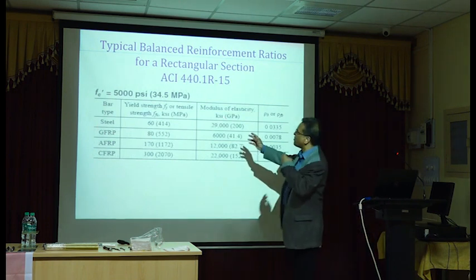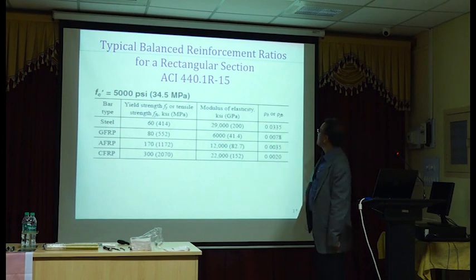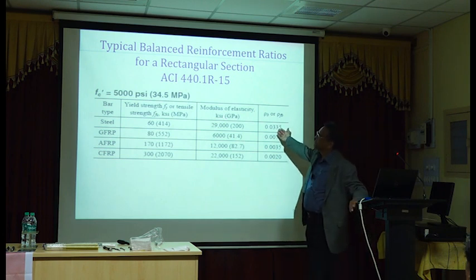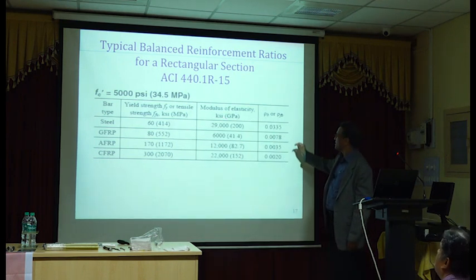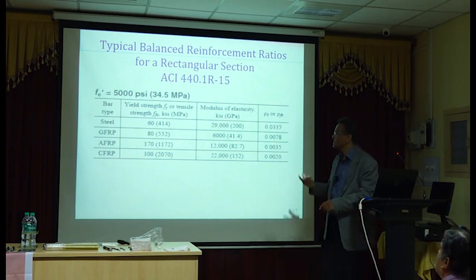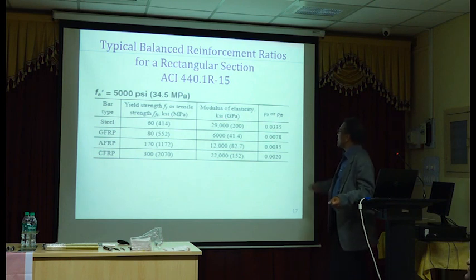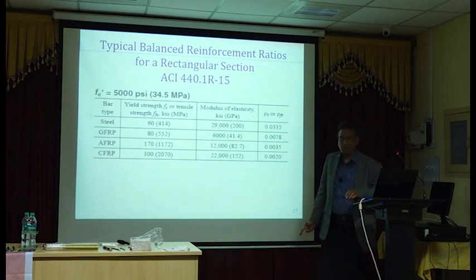So ACI has this small table. It gives you some numbers for balanced condition. So if you have steel reinforcement with Fy of 414 MPa, the rho FB is 3.35%. Okay, and that's for a 5,000 psi concrete, which is 34.5 MPa. So for GFRP, it's only 0.78%. So rho FB is only 0.0078, which is 0.78%.